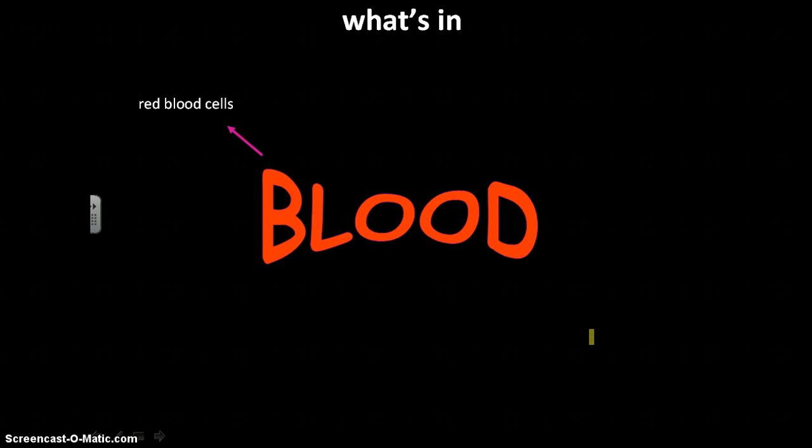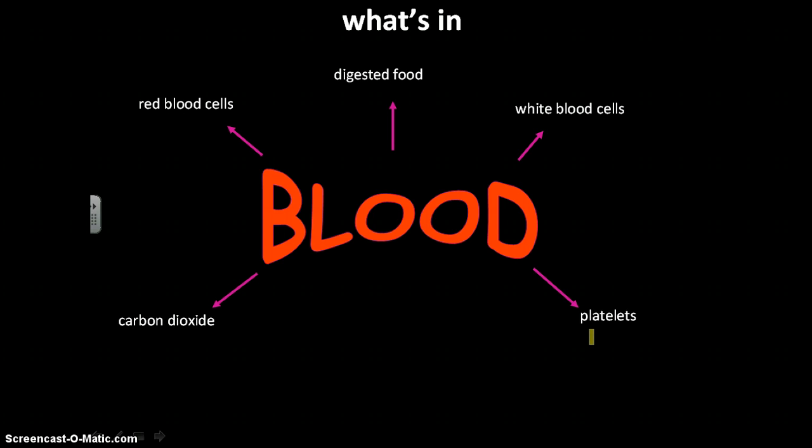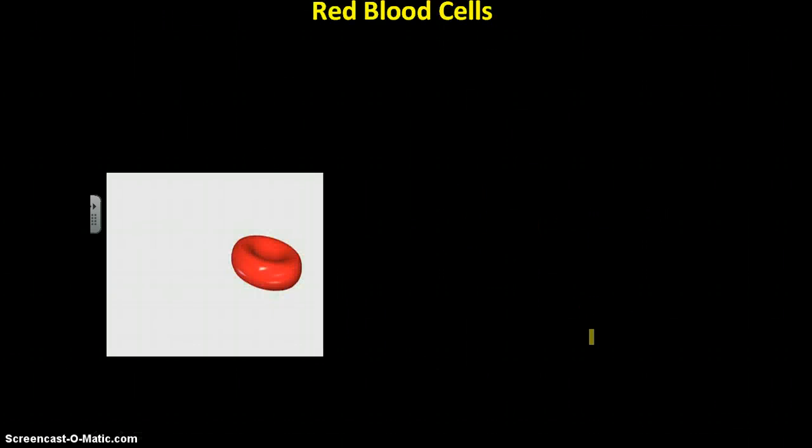We have red blood cells, platelets, white blood cells, carbon dioxide, digested food, plasma, hormones, oxygen, and waste or urea. So there's so many different components to blood, and they all play a specific role in what blood is going to do, which is going to be transporting things back and forth throughout the body.